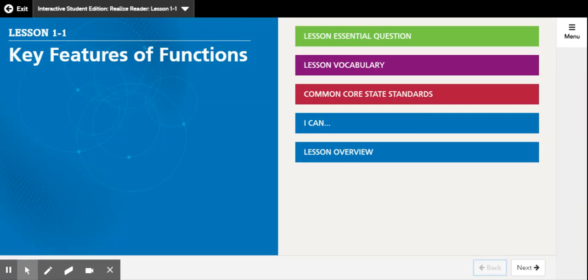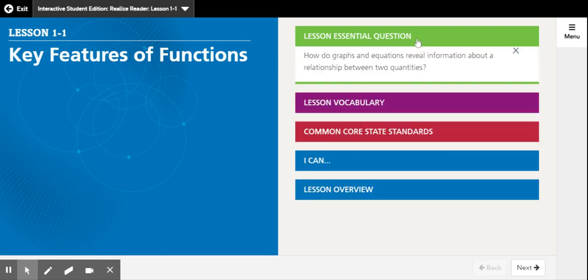Hello and welcome to lesson 1.1. We're going to be looking at key features of functions. I'm going to just talk to you about what we're going to talk about today.